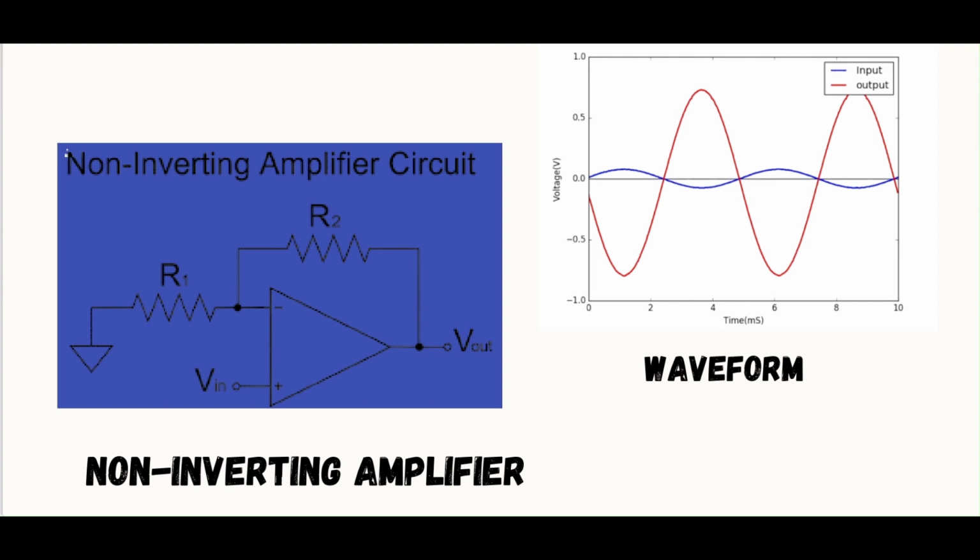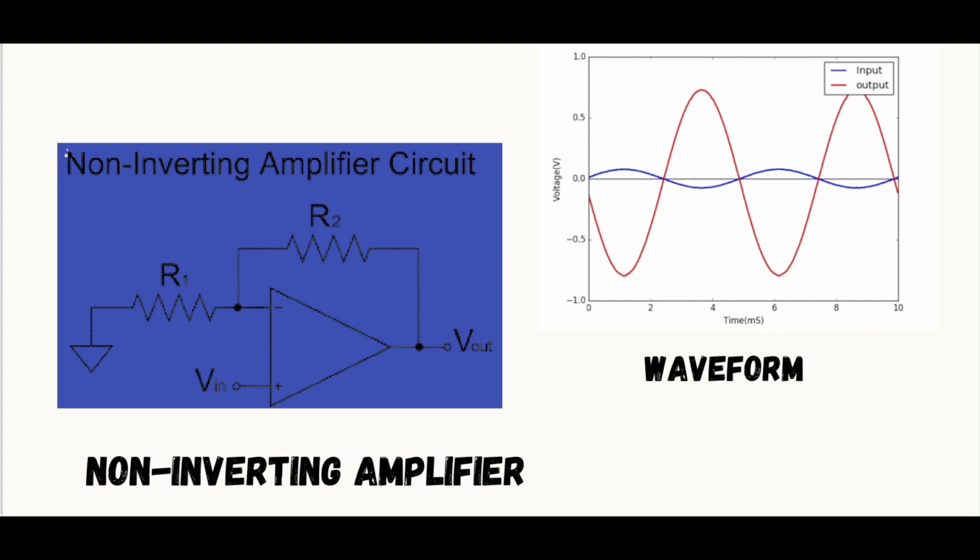The non-inverting amplifier is used to boost the audio signal without distorting the waveform. For this purpose, the non-inverting amplifier is used. So guys, we came to know about the working and uses of the non-inverting amplifier circuit.